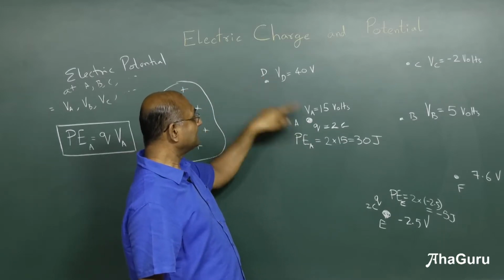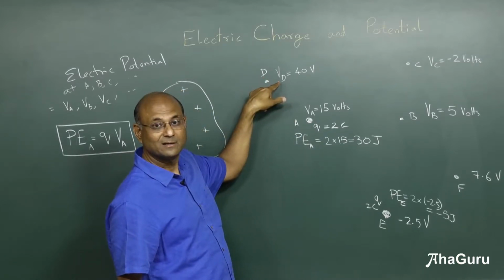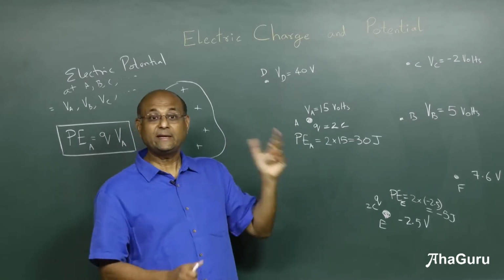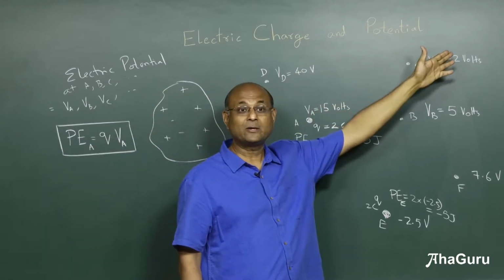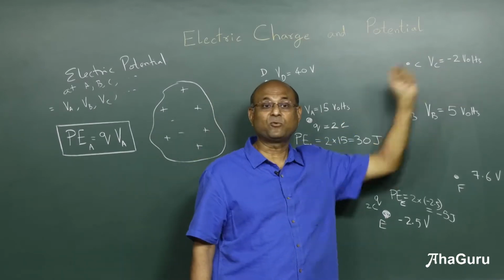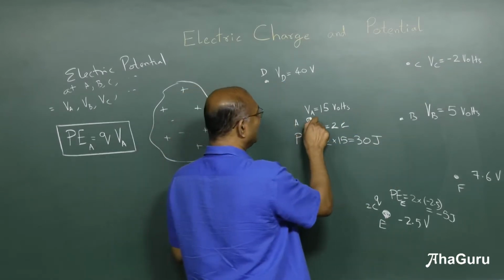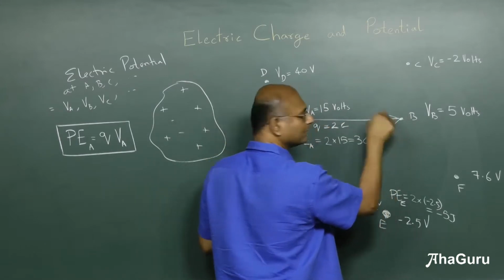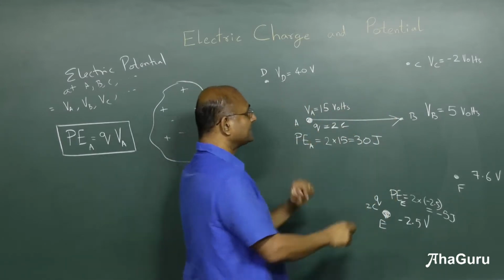Now if it was here, the same 2 coulombs, it will be how much energy? 2 into 40, 80 joules. If it was there, it will be 2 into minus 2. How much will that be? Minus 4 joules. Let us say that the charge moves from A to B. So now the same charge has landed up at B.